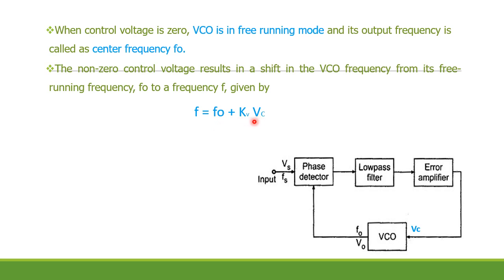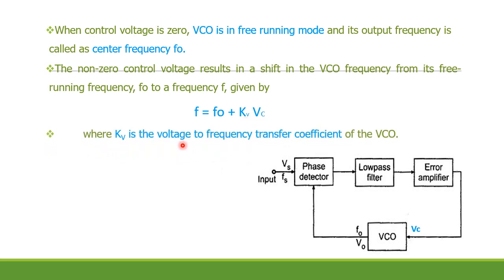Vc is the control voltage. So what is this kV? kV is the voltage to frequency transfer coefficient of the VCO. So thus, when we have no control voltage, the output frequency of the VCO is F0. When we have a control voltage, the output frequency is F, which is equal to F0 plus kV into Vc. That's what we have to remember.